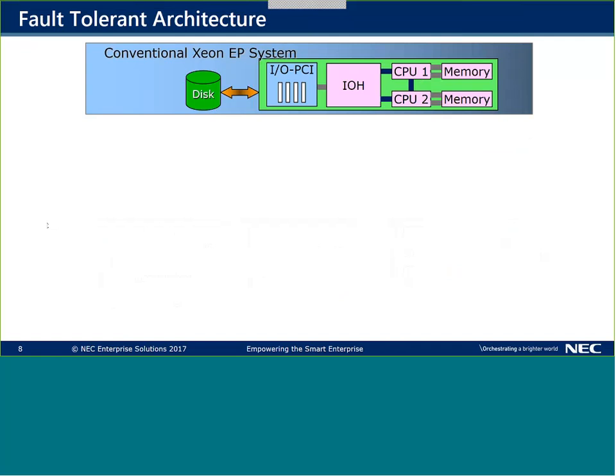So this is a block diagram of a typical server. In this case, you can see on the right-hand side, we have 2 CPUs, 2 memory banks that are interconnected. We have an input-output handler and some input-output interfaces, things like disk interfaces and so on. That's the traditional arrangement for a traditional server.